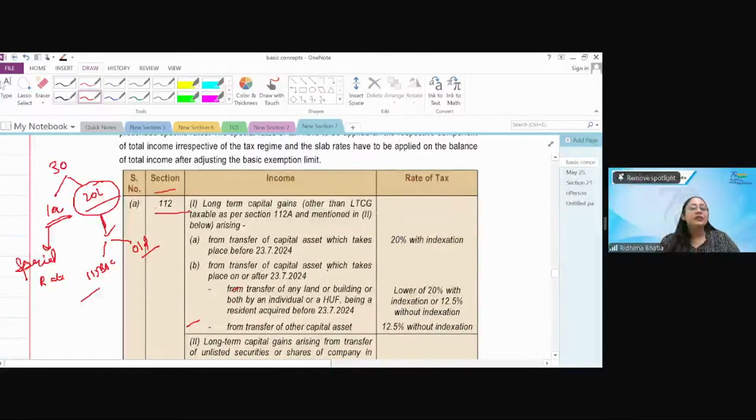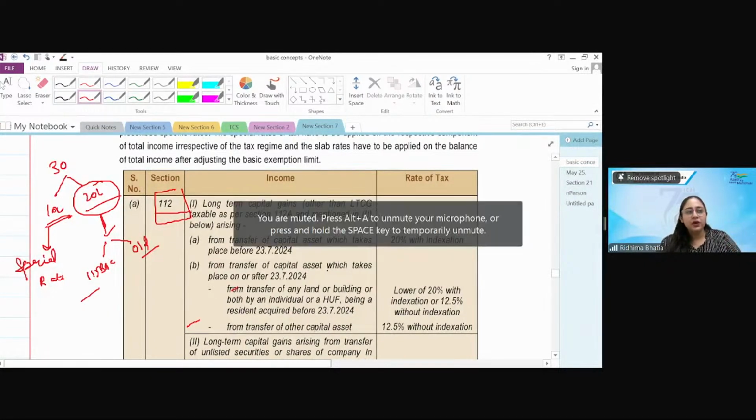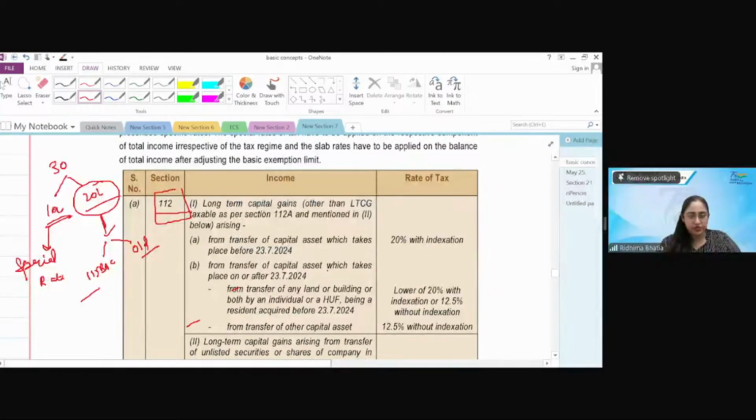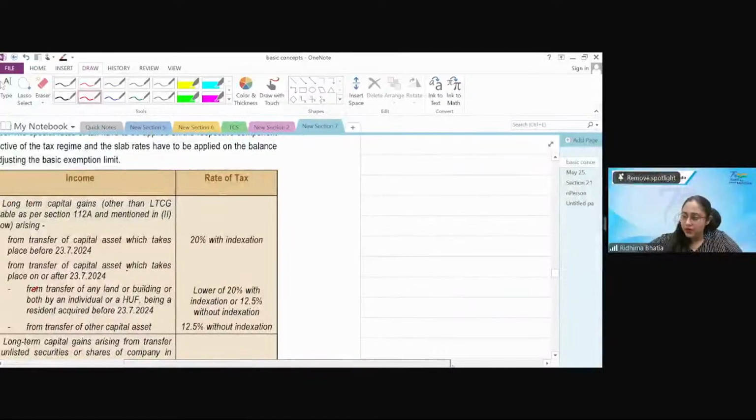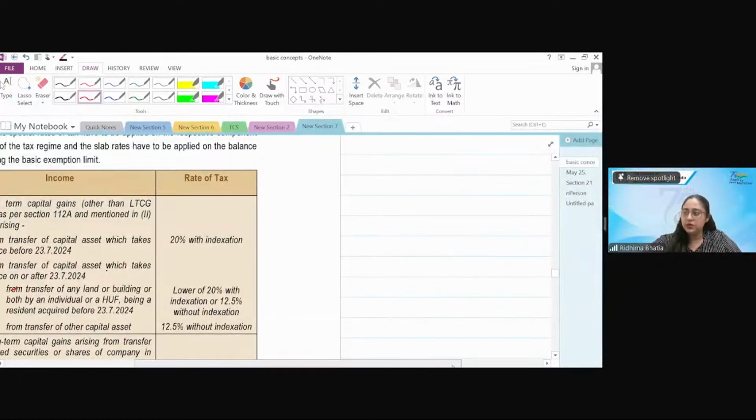Long term capital gain is taxed either under section 112 or 112A. 112 long term capital gain is on general items, on general capital assets, except listed shares, listed equity shares, listed equity oriented mutual funds, and units of business trust. Other than that, if there is any long term capital gain, I write it here so that it's easy for you all.